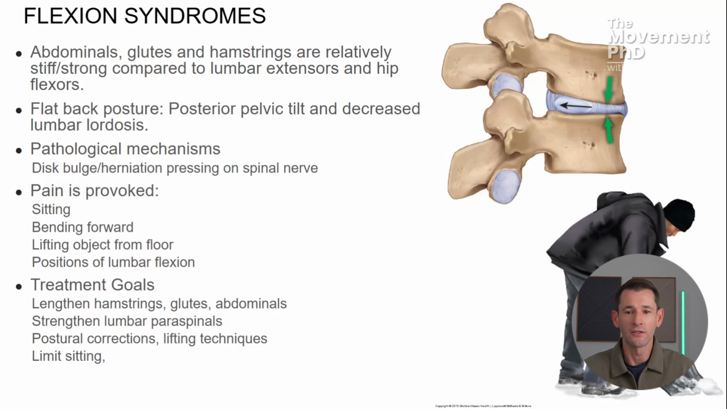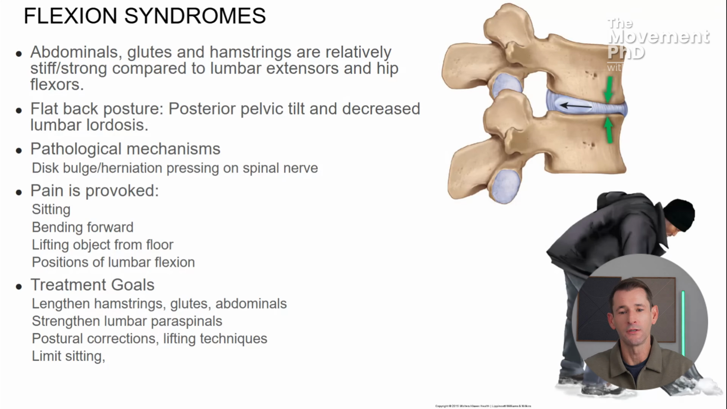We might also lengthen those abdominals by doing some prone on elbows, prone press up types of things. Those also tend to make that disc bulge feel better. So we're going to do extension types of things here. We also want to strengthen those lumbar paraspinals.